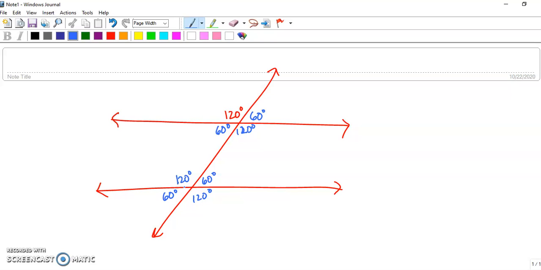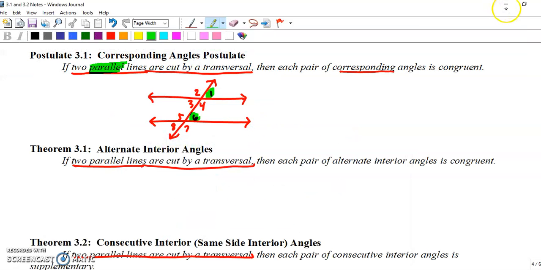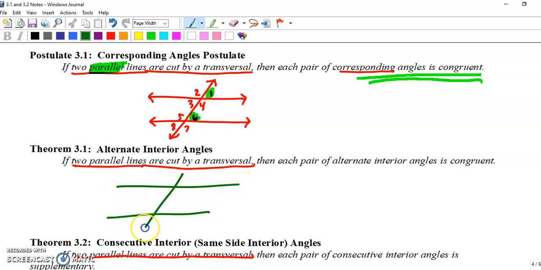Once you have one number, every other angle in that picture is either that number or the supplement, 180 minus that number. So that's what this is saying. Corresponding angles are congruent if you have parallel lines cut by a transversal. If you have parallel lines cut by a transversal, alternate interior angles will be congruent. They're the same size. These two angles are the same size.